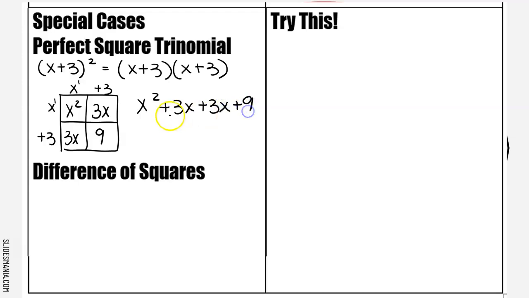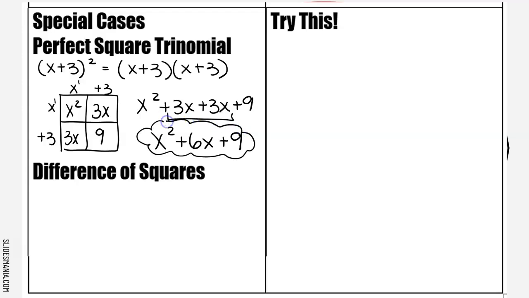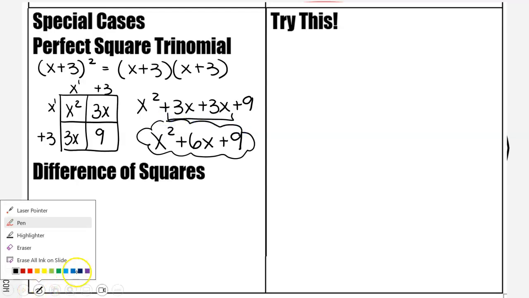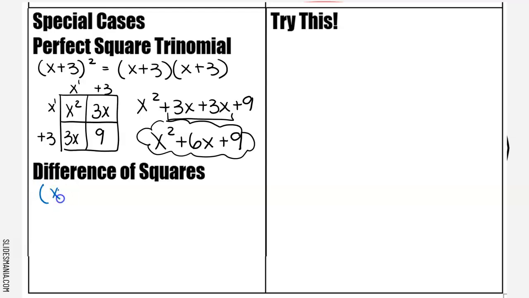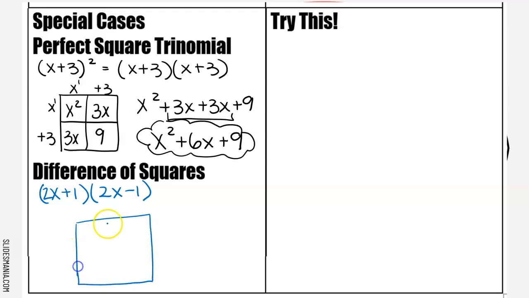I'm going to combine all my terms together and simplify if I can. It's very similar to any other problem we've done in these notes. Difference of squares is the one that ends up being a little bit more fun. So 2x plus 1 times 2x minus 1. You'll start to notice these because you have binomials that look exactly the same, but one has a plus and one has a minus. So 2x plus 1, 2x minus 1.